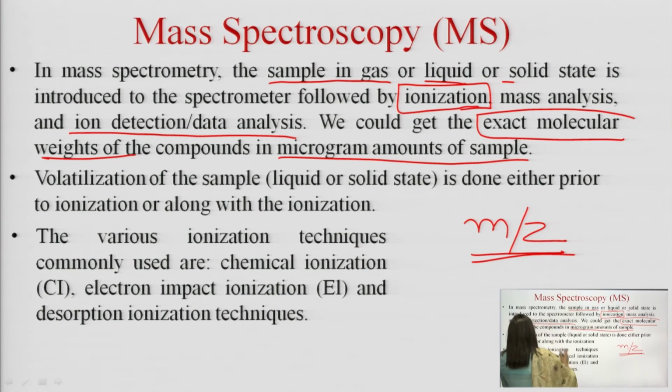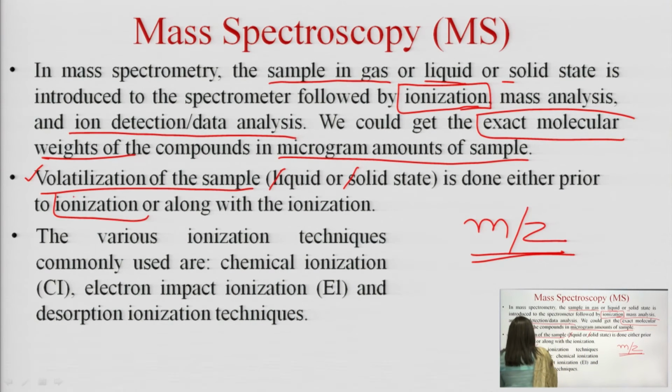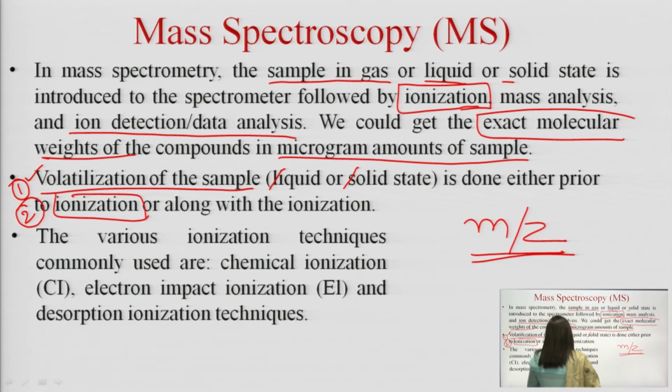isolate. Here volatilization of the sample, liquid or solid state, is done. Whether the sample is available in a liquid or a solid state, we can volatilize it in the mass spectrometer, prior to the ionization. So, the first step in mass spectroscopy is to volatilize the sample. Then the second step is to ionize the volatile sample with any preferable technique.